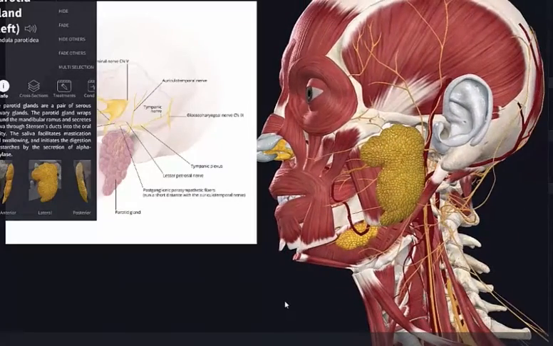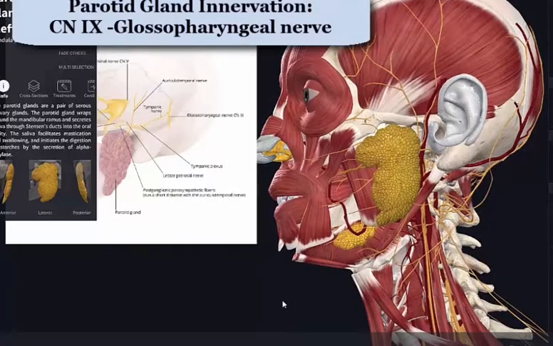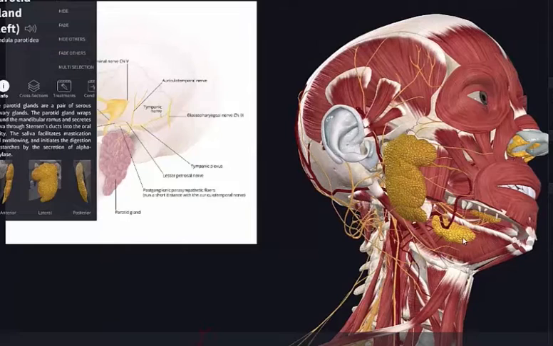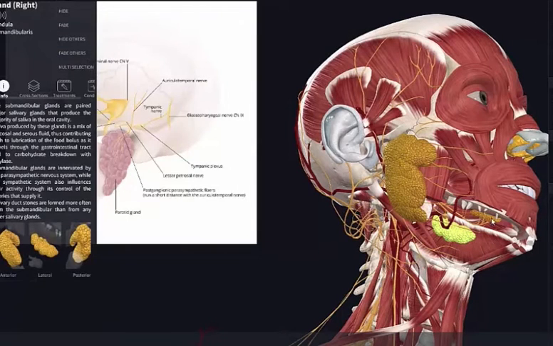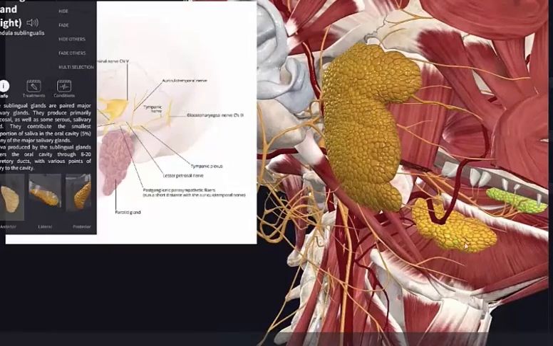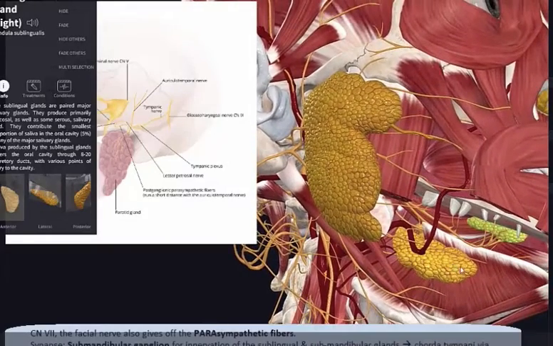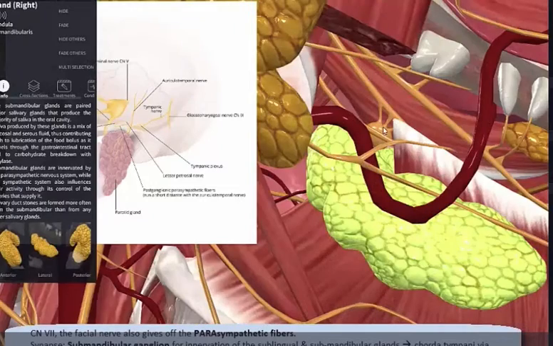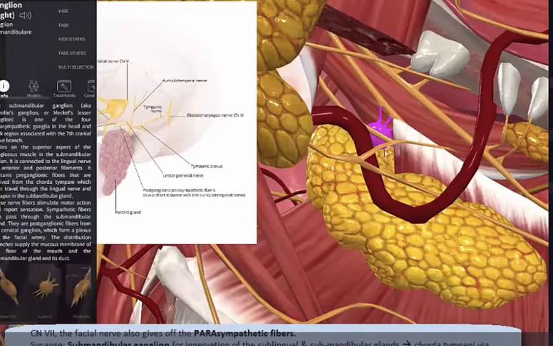It actually comes originally, the parasympathetics at least, from the glossopharyngeal nerve. The other two pairs of glands that we have are the submandibular gland and the sublingual gland. The cranial nerve responsible for the innervation of the submandibular and sublingual glands is cranial nerve number 7, the facial nerve. And the ganglion for this is called the submandibular ganglion, as you can see here.